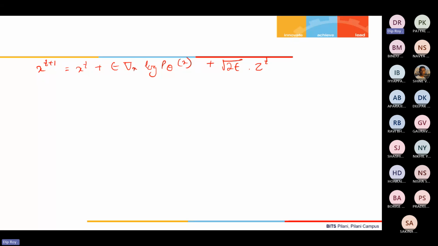All right. So what Langevin sampling is saying is, you take your previous step, and initially it was x0, and then what you do is you go in the direction that should increase the probability of the sample p theta.